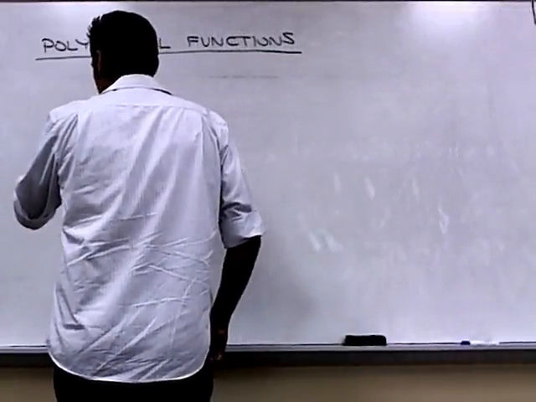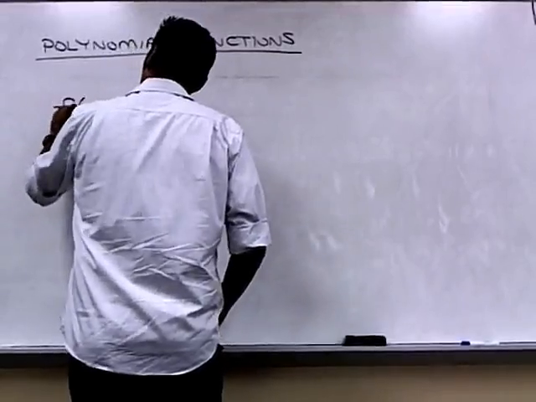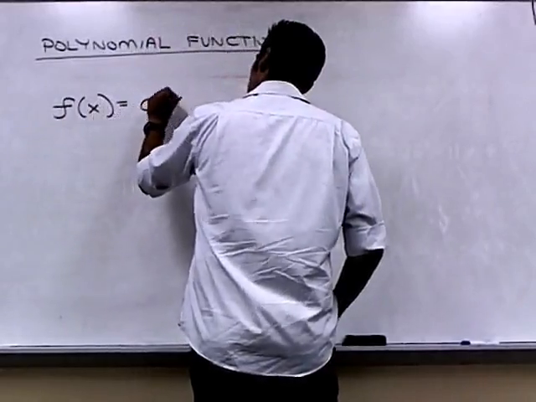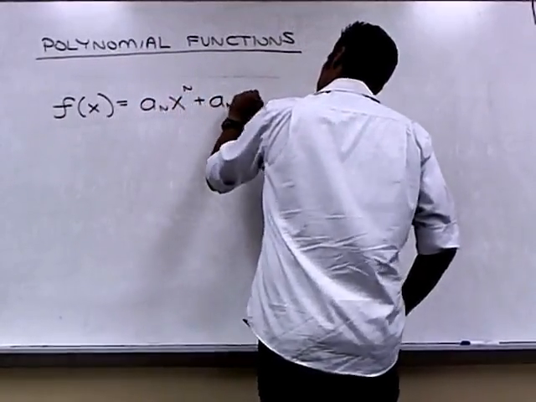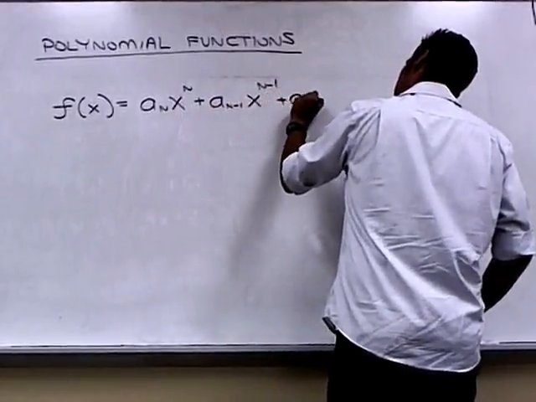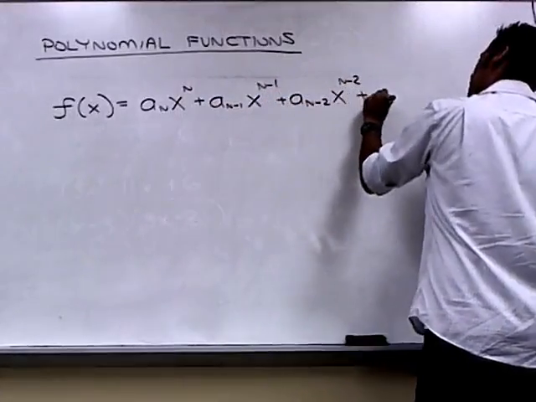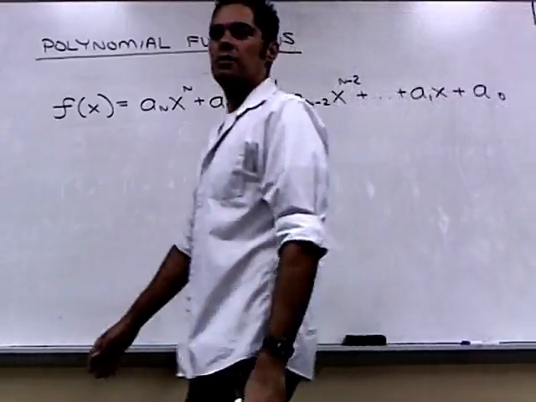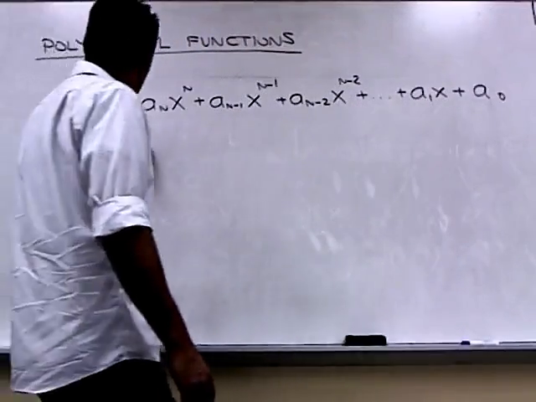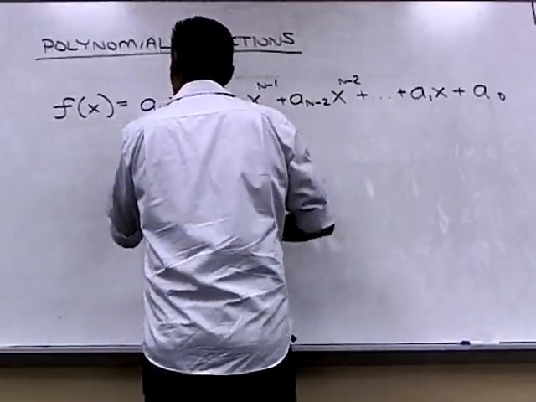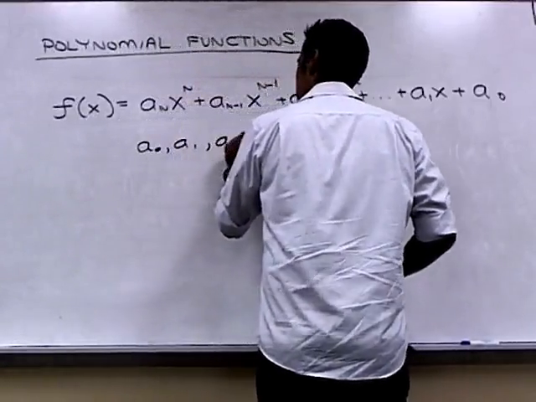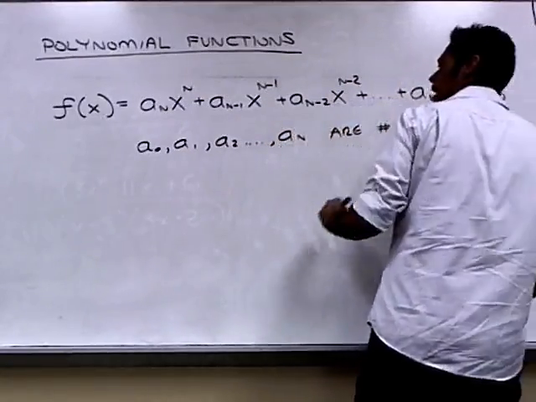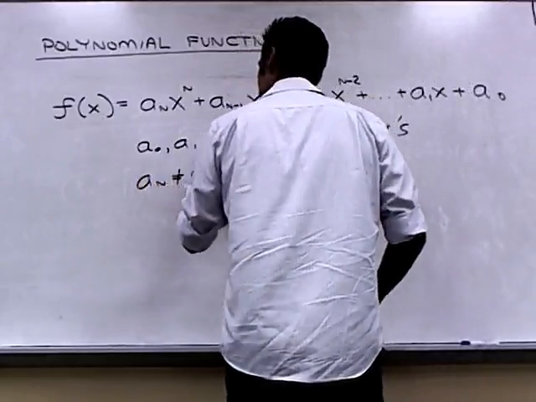Polynomial functions. So, look, this is the way that the book defines a polynomial function, and don't write this down unless you want to torture yourself. That's the definition of a polynomial function. Where a sub 0, a sub 1, a sub 2, all the way out to a sub n are numbers, and then a sub n cannot be 0.